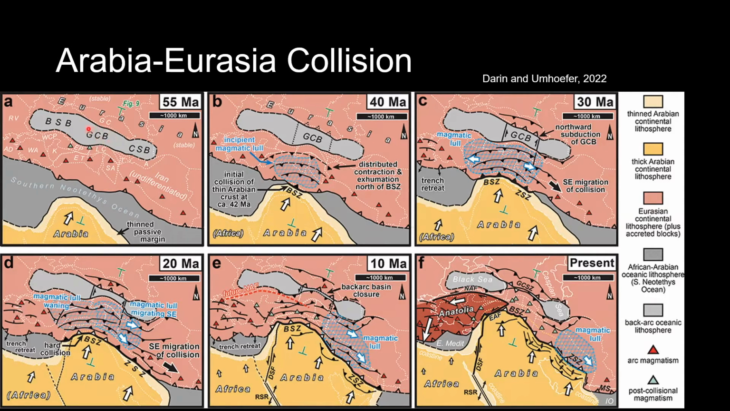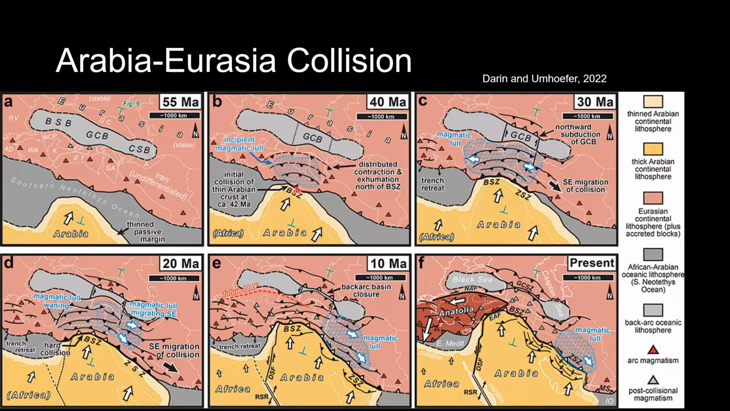So this GCB is what's called the Greater Caucasus Basin. This opened back in the Jurassic, which is about 170 million years ago or so. That basin is now gone. And this is the reason why: Arabia eventually collides with the margin of Eurasia.